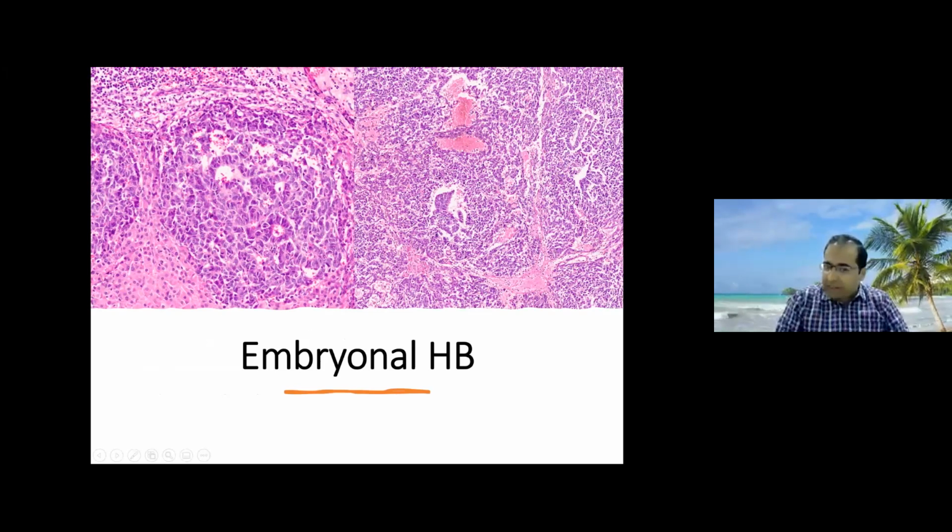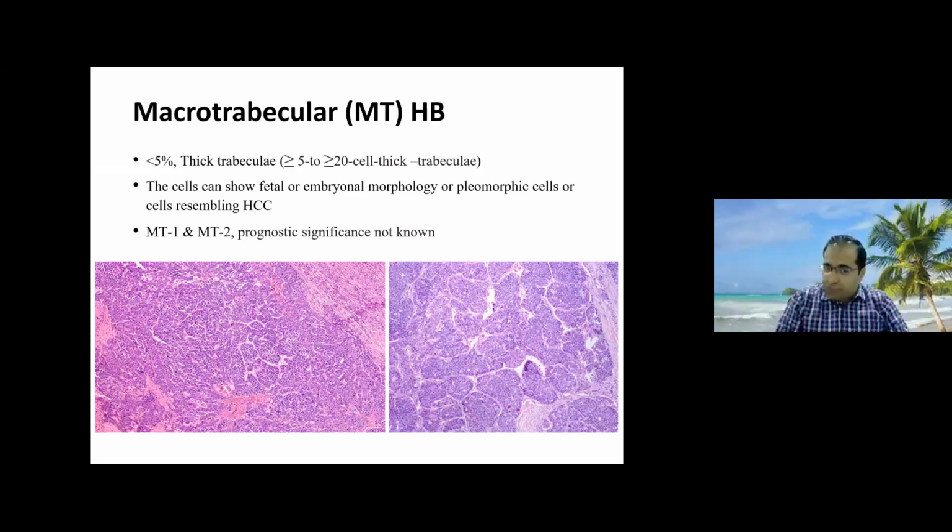Macrotrabecular is one of the patterns which you sometimes see in tumors. This is not a histologic subtype but only a morphologic growth pattern in which you see cells arranged in macrotrabeculae, which are more than 5 cells thick. So you can see this is a macrotrabecular pattern in 2 of the hepatoblastomas. If you see these patterns, you need to note it down.